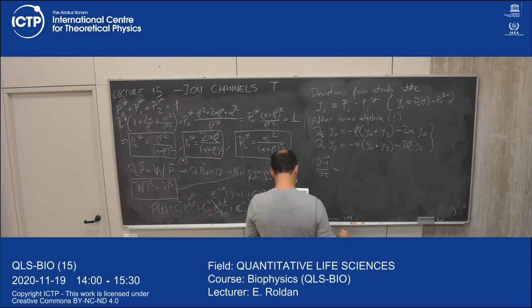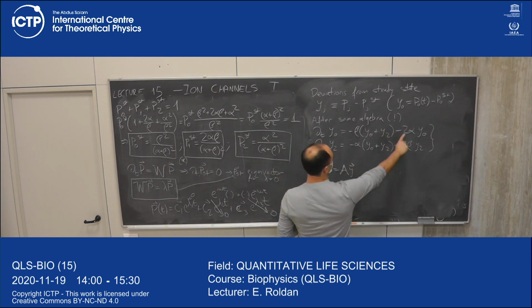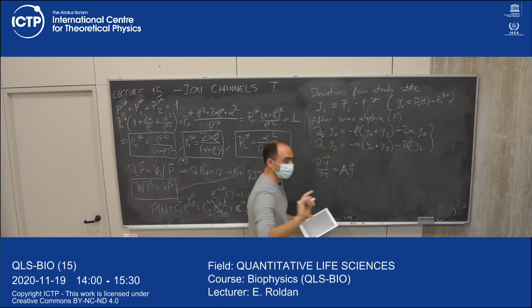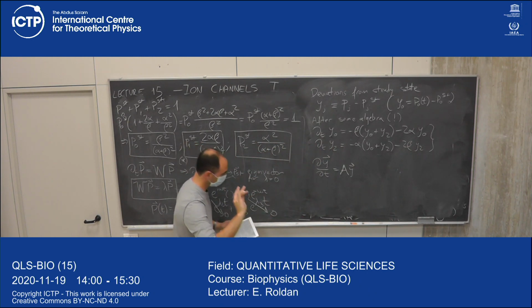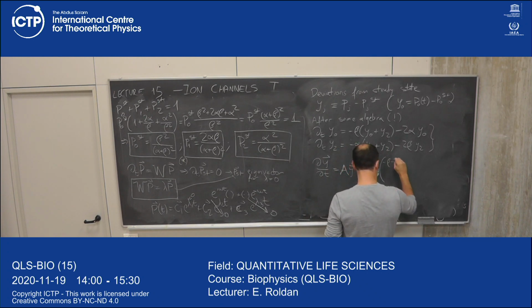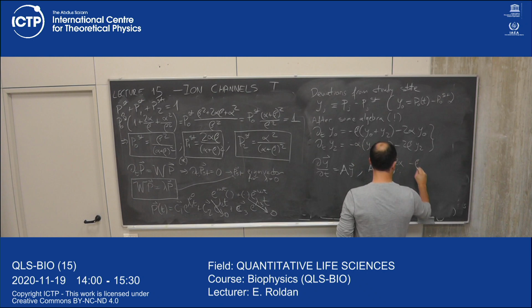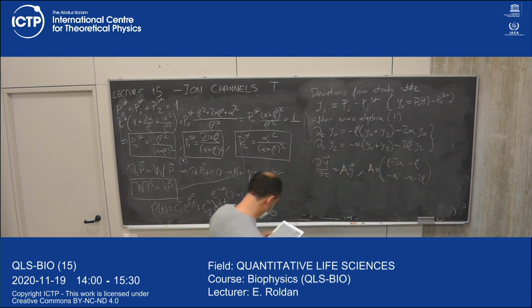Partial t of Y equals matrix A times Y. You see that there are no terms other than y0, y2. So it's partial t of a vector equals a matrix times the vector, very similar to what I showed before. But now A is here: minus beta minus 2 alpha, minus beta minus alpha minus alpha. The matrix is like this.